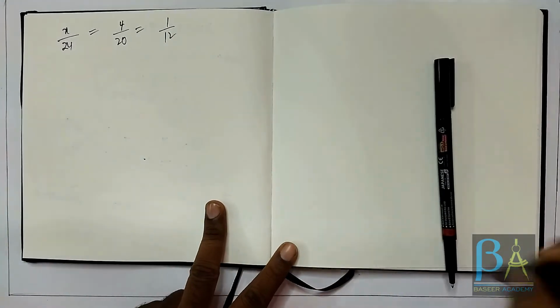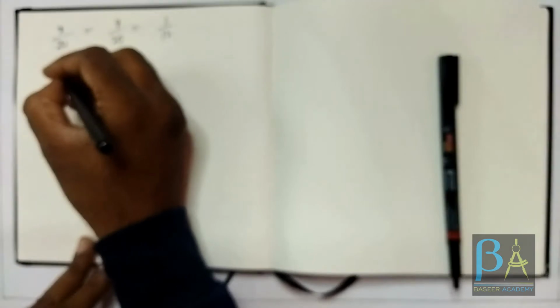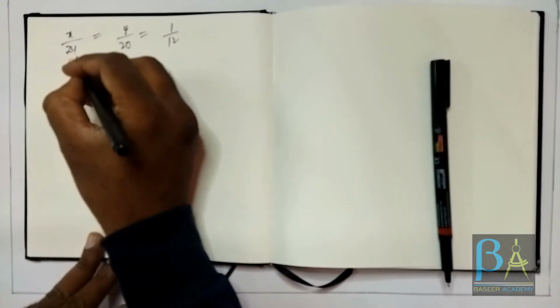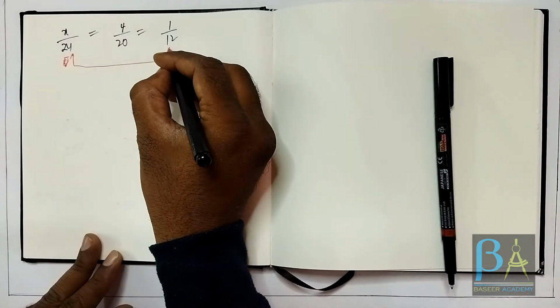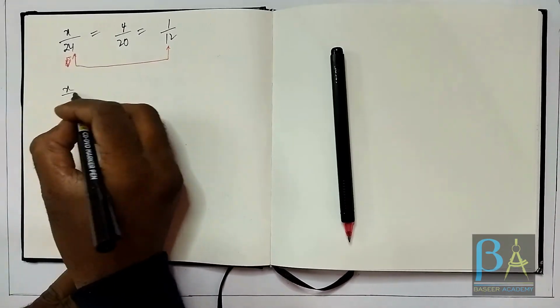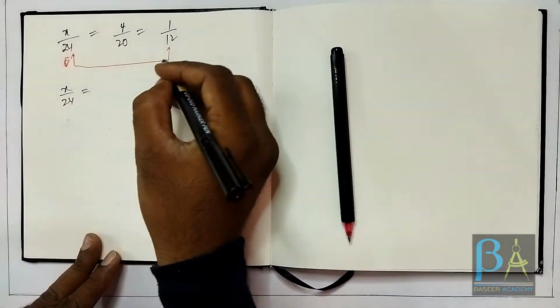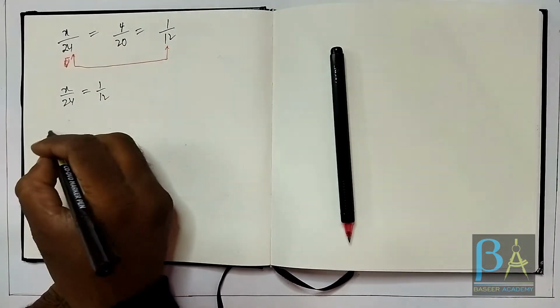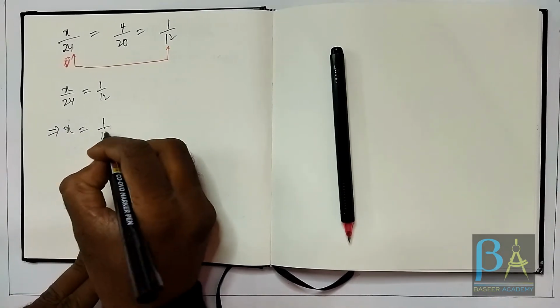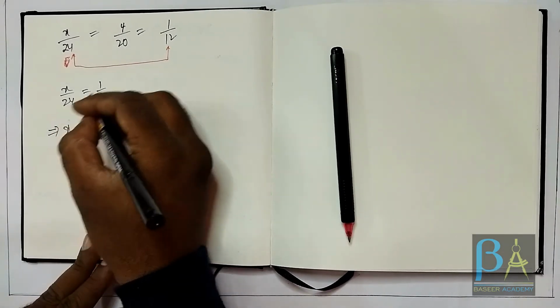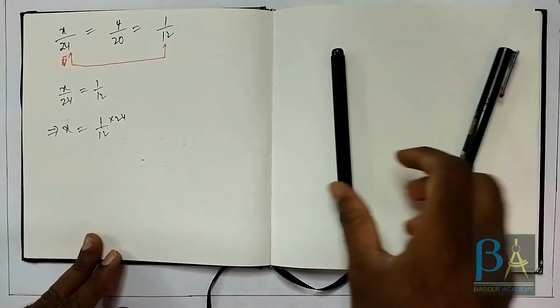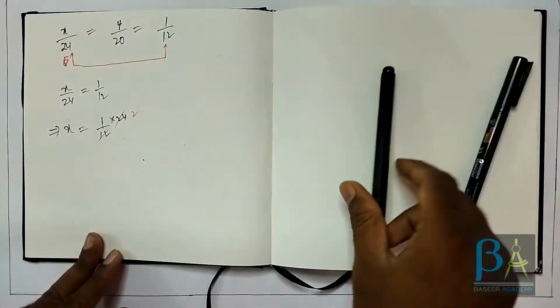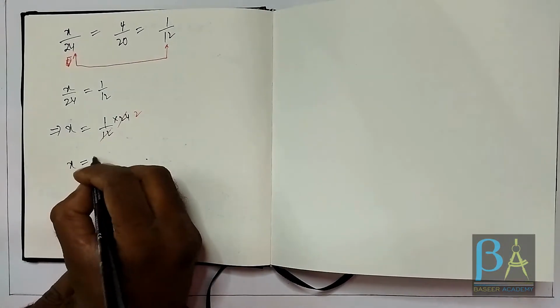To find out the value of x, you equate the x term with the constant. So x by 24, I'm going to compare that with 1 by 12. Now since 24 is dividing on the left hand side, it will be multiplying on the right hand side. 12 into 2 is 24. So we get the value of x as 2.